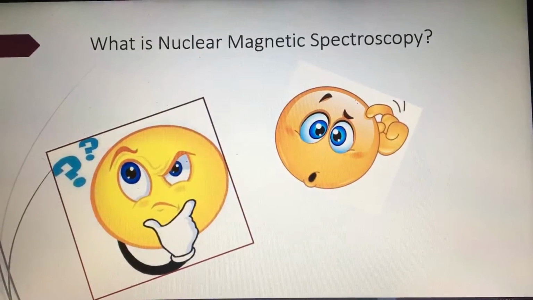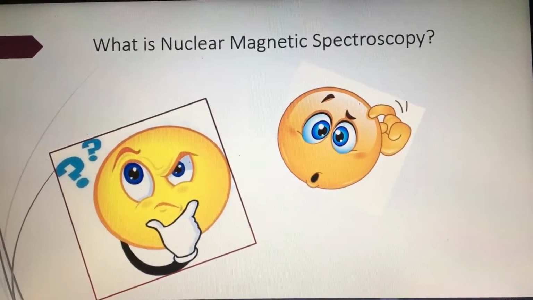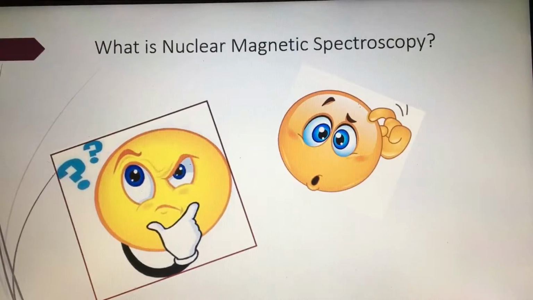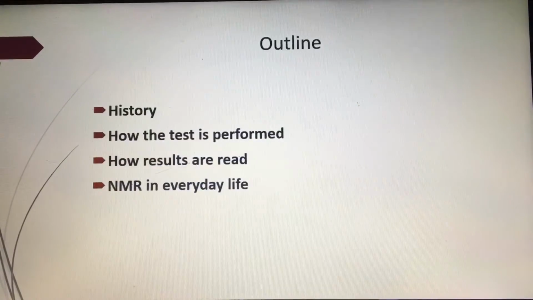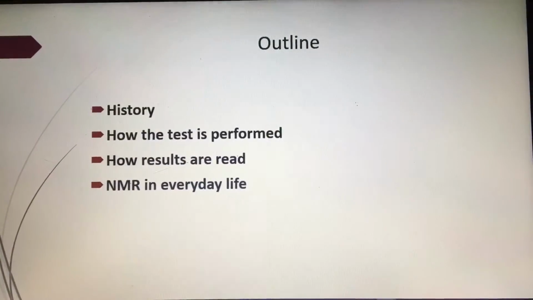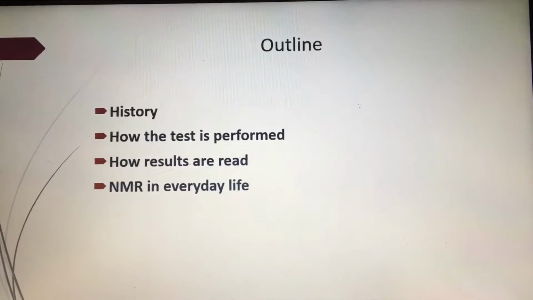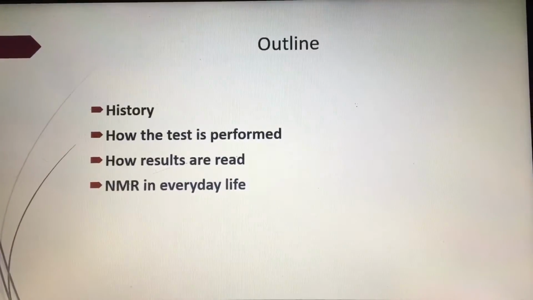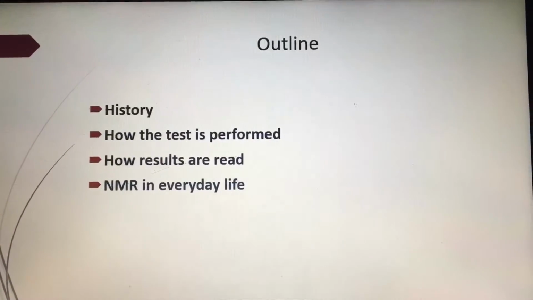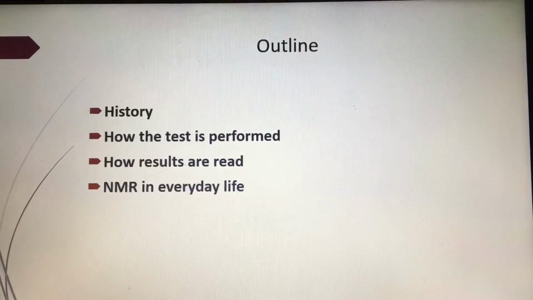When people hear the term NMR, a sense of panic and confusion sets in due to the fact that NMR can look like such a complicated process. However, the process is broken down by the history of NMR, how the test is performed, and how the results are read, as well as how NMR is used in everyday life. NMR is a very beneficial process to understand.